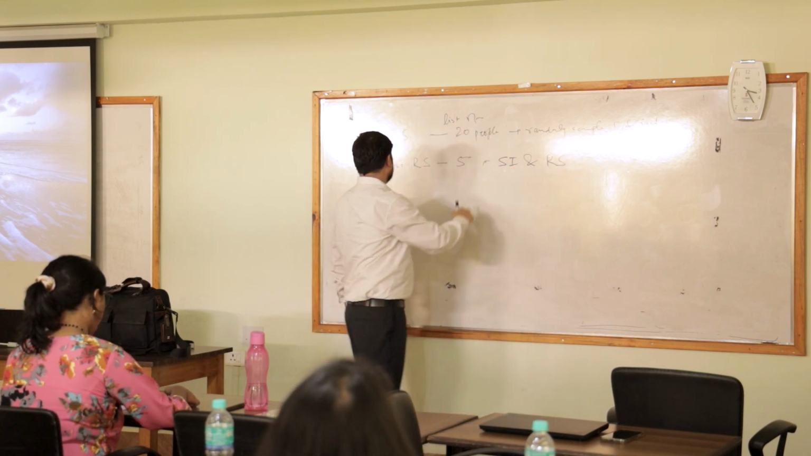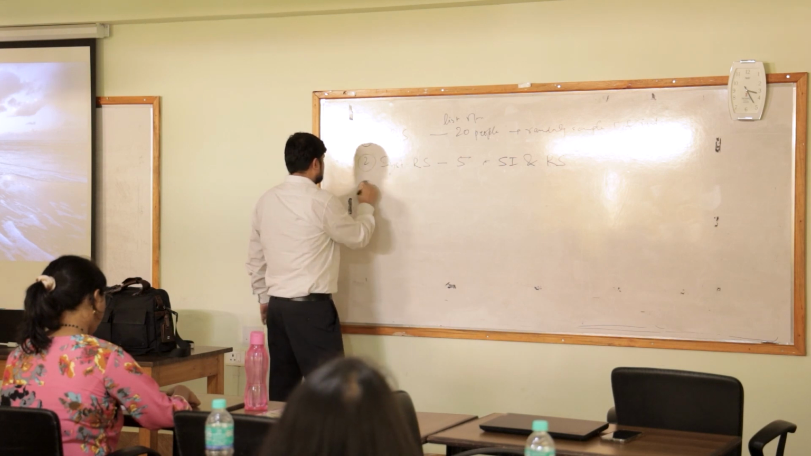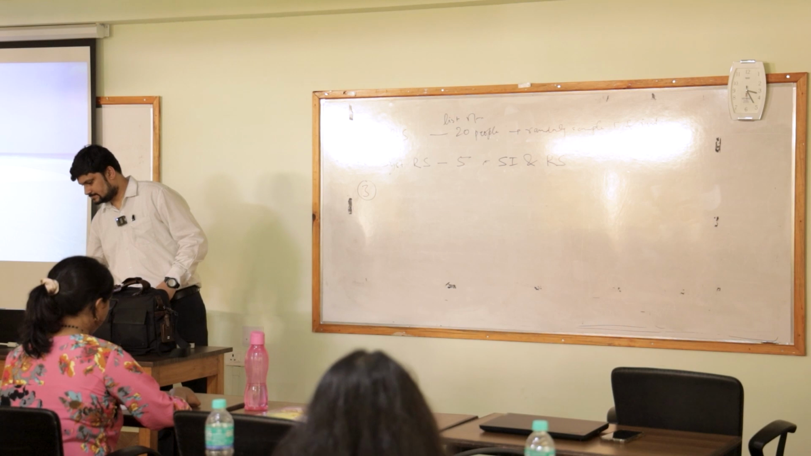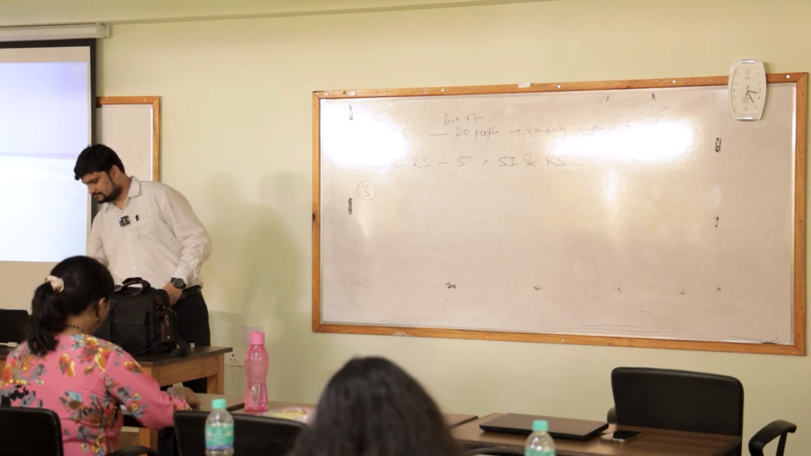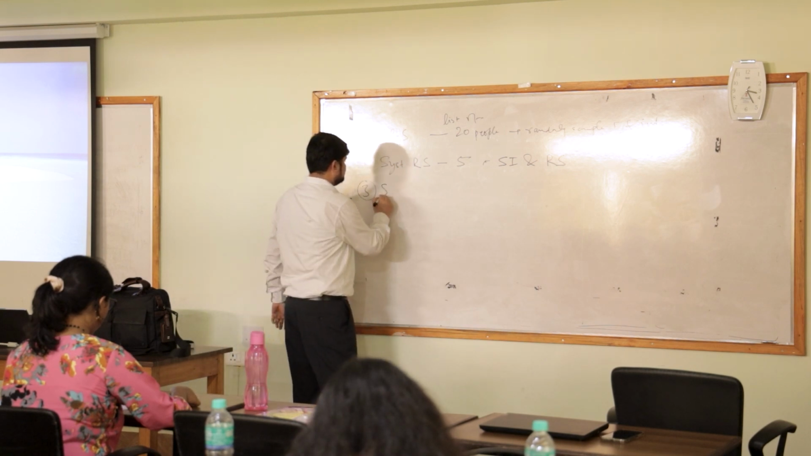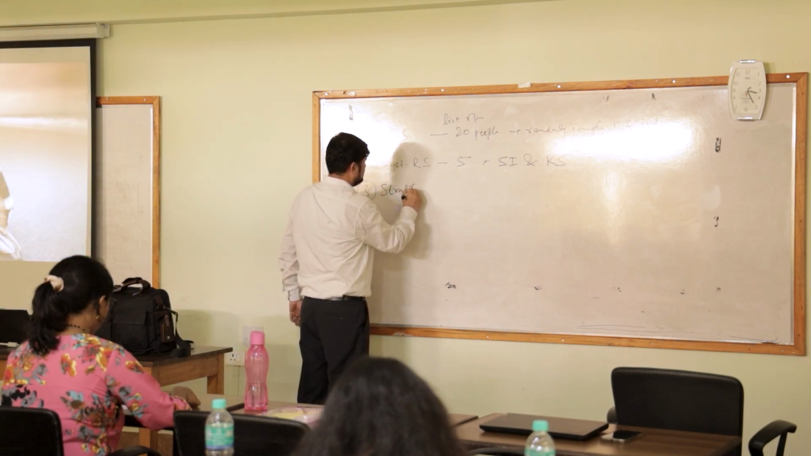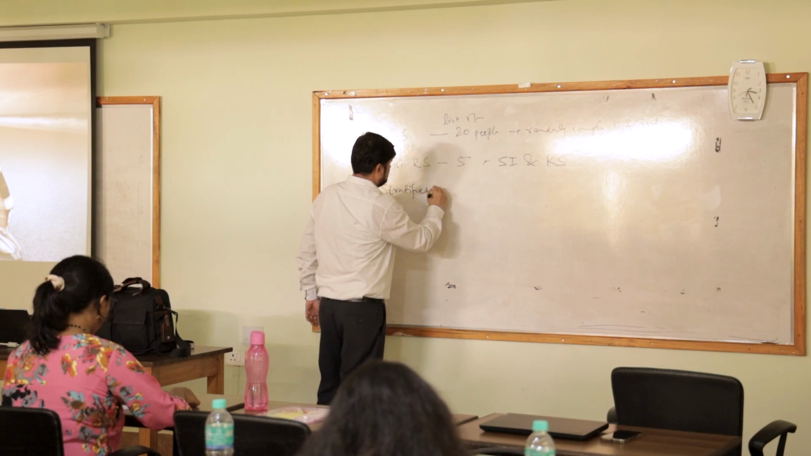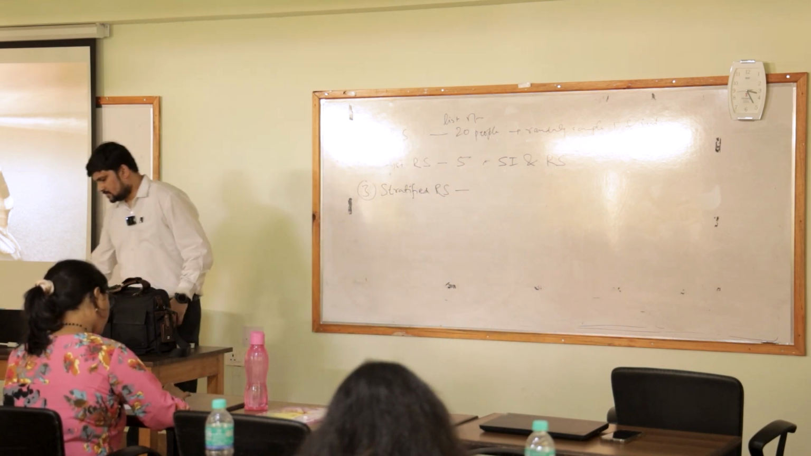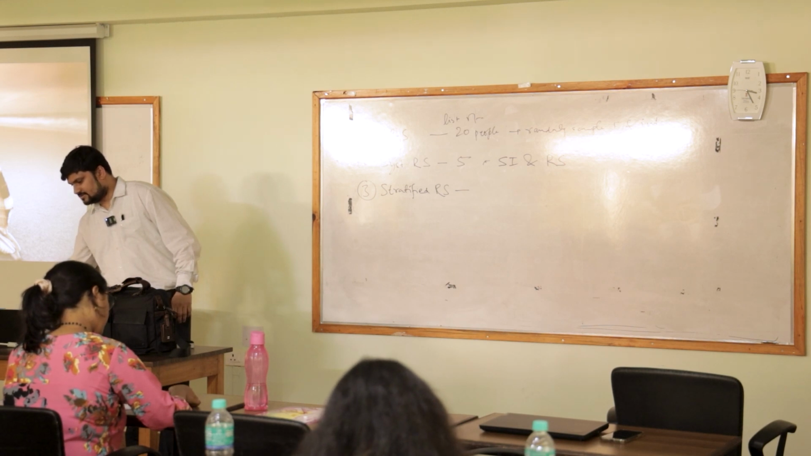Random start and sampling interval, right? The third is stratified random sampling. What do we do in stratified random sampling?